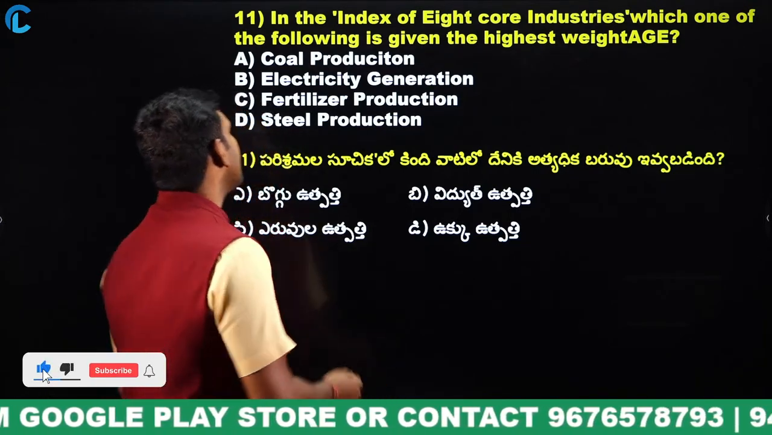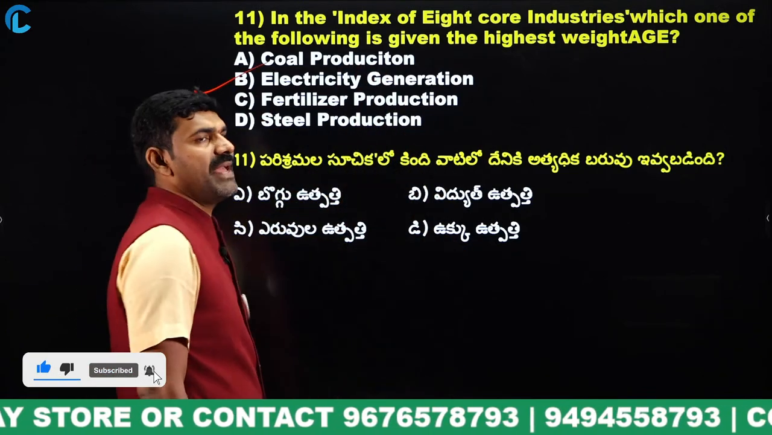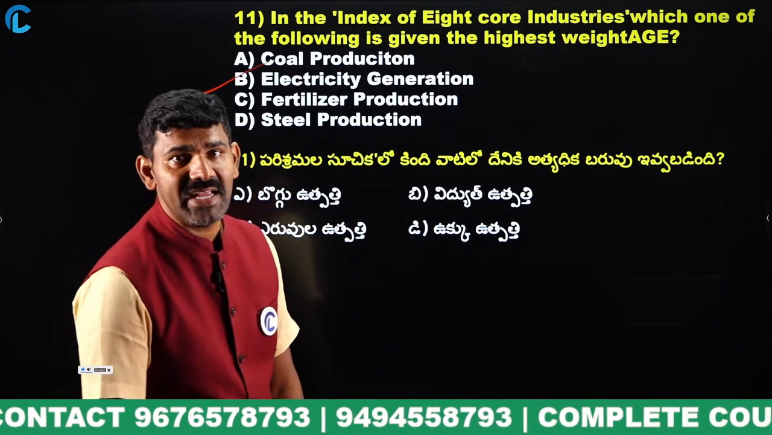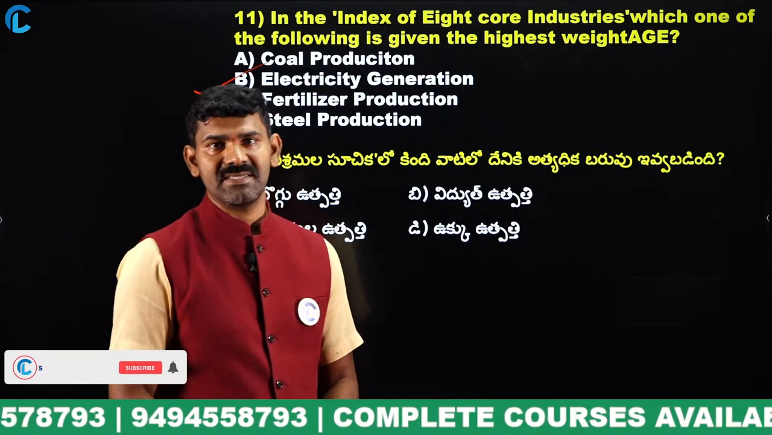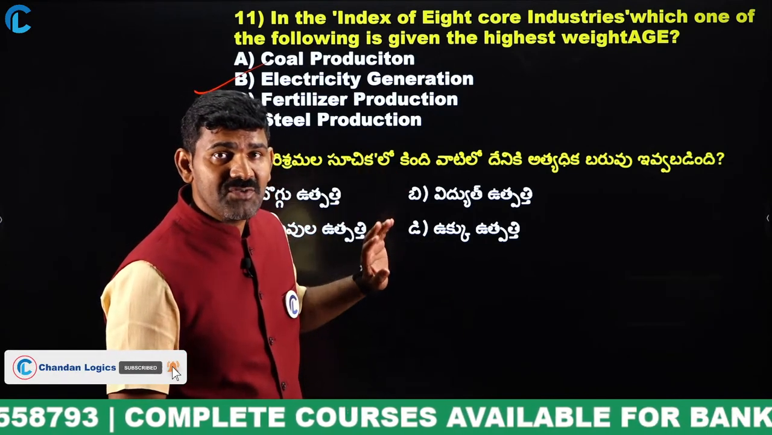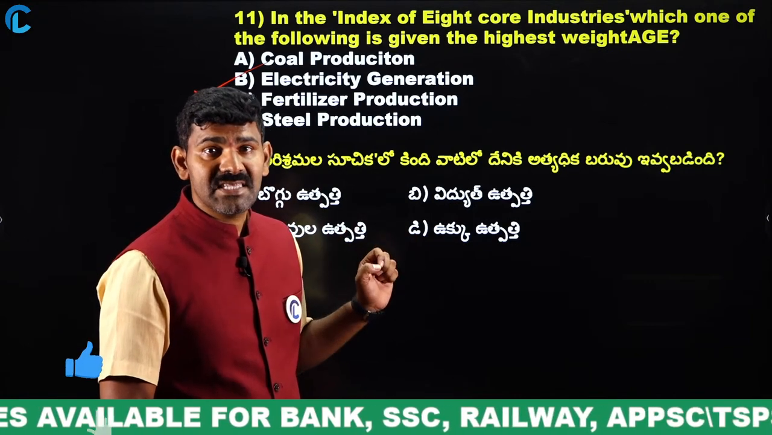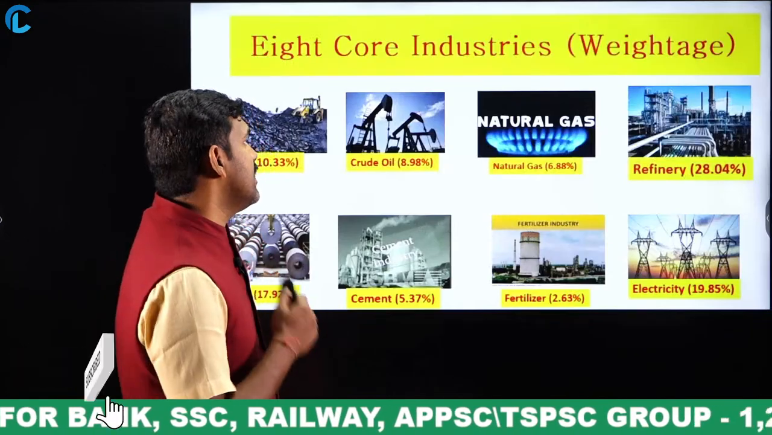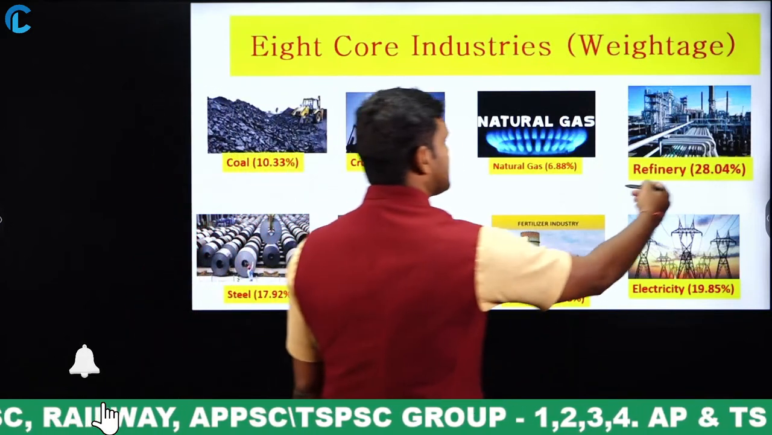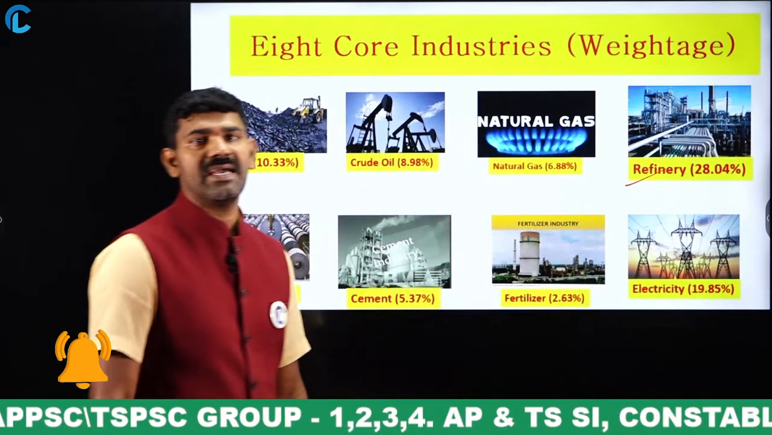So, the right answer is nothing but option B. Electricity generation has got the highest weightage of 19%. If you ask me which one has got the more weightage among all 8 core industries, then it is nothing but, very, very important, refinery products. Refinery products has got the highest weightage.